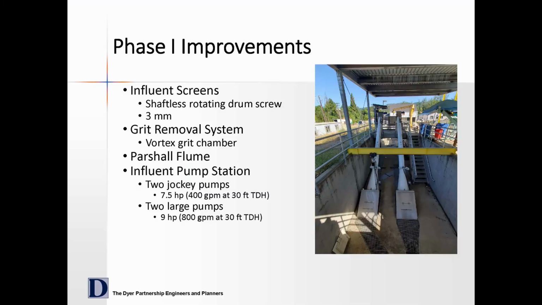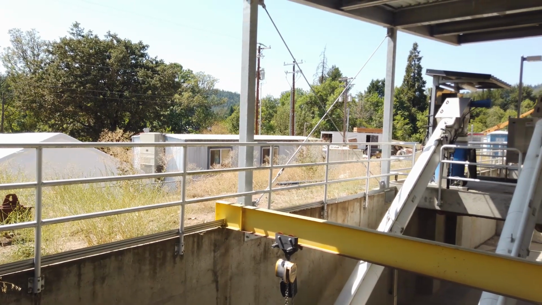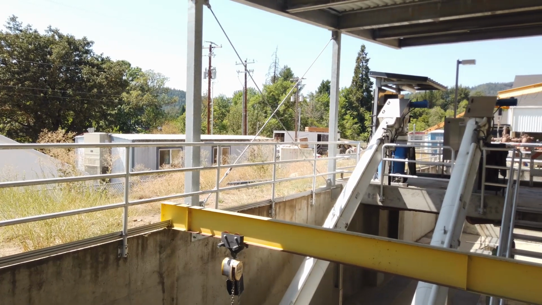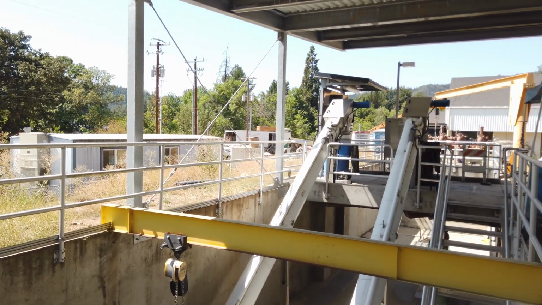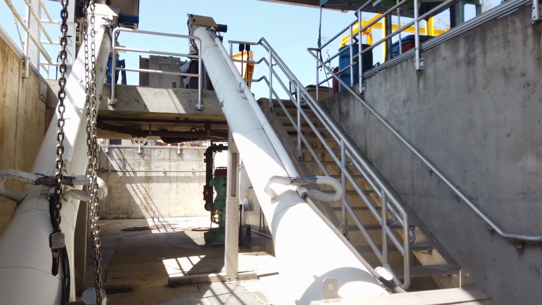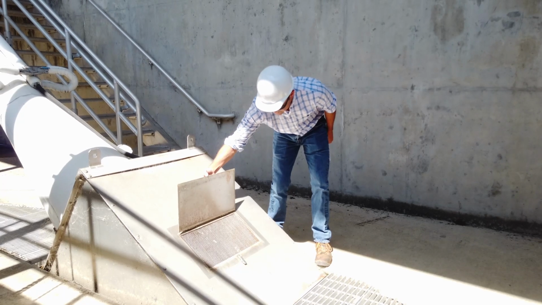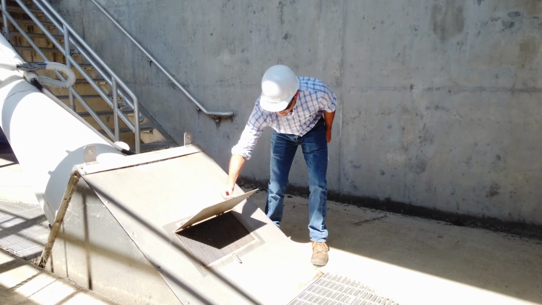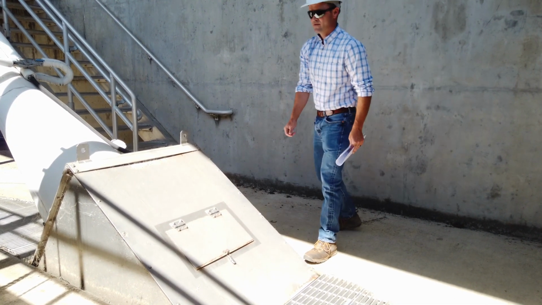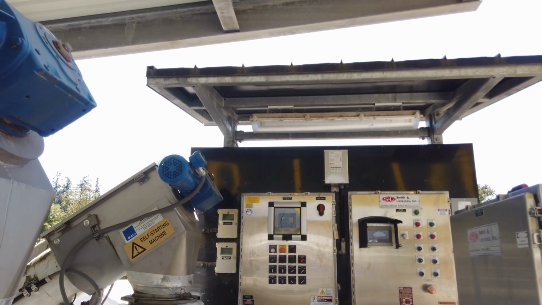We're currently viewing the influent screening system. Raw wastewater flows by gravity entirely to the wastewater treatment plant. The first process encountered is the influent screen system. The influent screen system consists of two shaftless rotating drum screws. There are two influent screens, each rated for 2.4 mgd. The influent screens remove particles 3 millimeters and larger from the waste stream. Removed solids are washed, collected, and taken to the landfill.